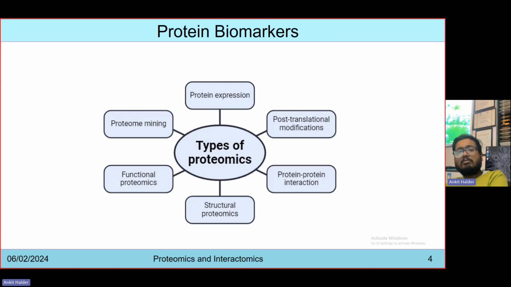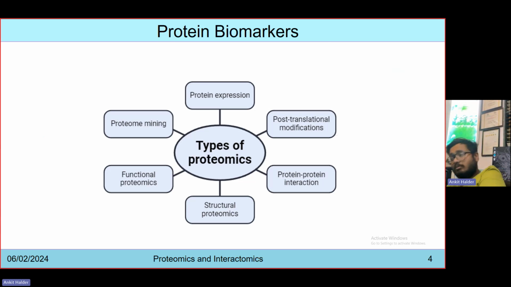Now, if we talk about protein biomarkers, we have already talked about the proteomics field. Proteomics gives us an excellent idea, with various technologies, about protein expression across normal tissues, the normal cohort, and the diseased cohort. We can understand PTMs, structures, sequences, protein-protein interactions, structural proteomics, functional proteomics, and so on.